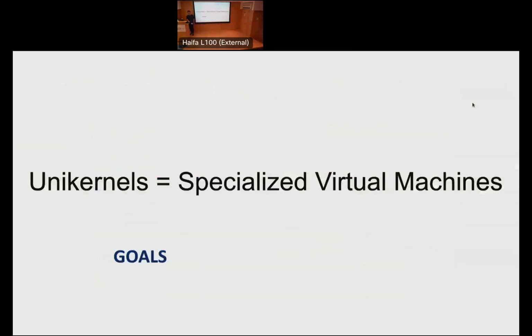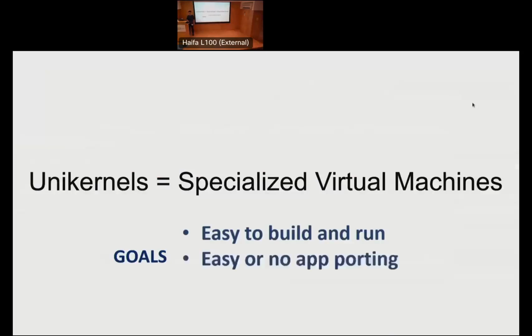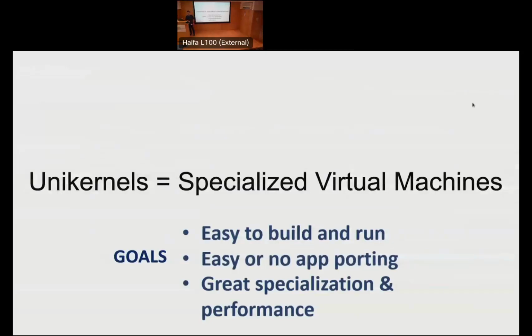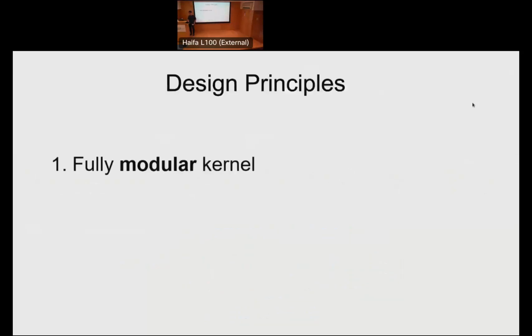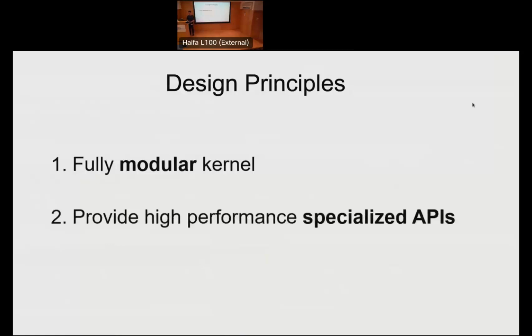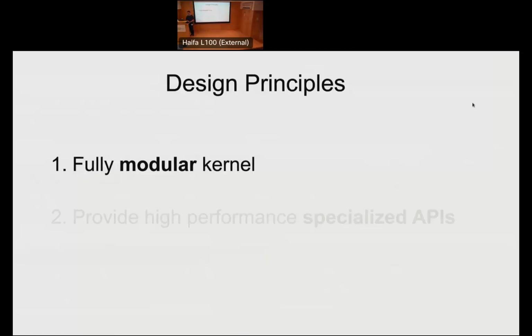With Unikraft, our goals are to come up with a design that's at the same time really easy to build and run, that has no app porting or only requires light application porting, and that offers great specialization and performance potential. In order to realize this, we conceived Unikraft on the basis of two fundamental design principles. The first one is to have a fully modular kernel, and the second one is to provide high performance specialized APIs. I will start with the first one.